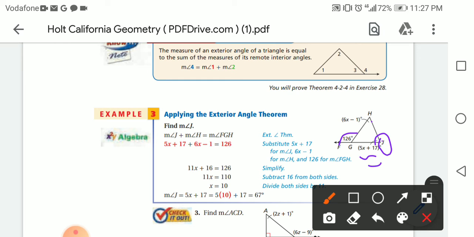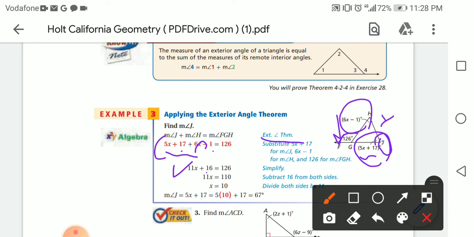So I have here two expressions, 5x plus 17 and 6x minus 1. The sum of them gives me 126, and this is the exterior angle theorem. After putting them beside each other, I can put the like terms together. 6x plus 5x gives me 11x, and 17 minus 1 is 16, and 126 as it is.